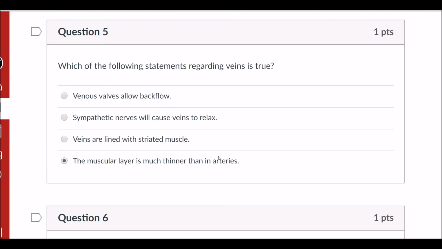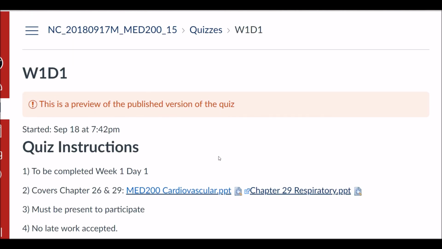All right. So double check your responses. Hit submit and you will get a second attempt, so you can look at the ones you got wrong. Just get yours in as soon as you can. So MED200 week 1 day 1.